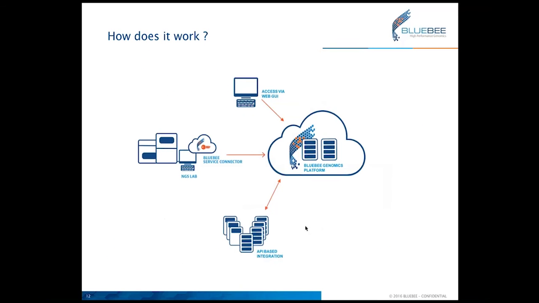So before we go to the demo, a little schema that would explain how it works. On the right, you see the Bluebee genomics platform, which is in the cloud. And here on the left-hand side, you would typically have your sequencer. The sequencer would output data, typically FastQ data, to a computer or to a network location. And this is where a little tool, which is called the Bluebee Service Connector, will automatically pick up the data, encrypt the data, and send it automatically to the Bluebee platform.